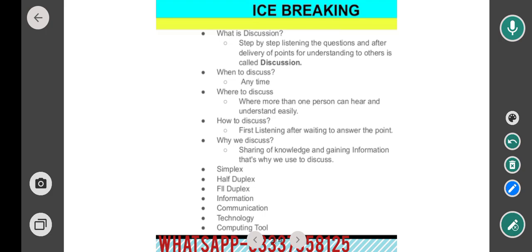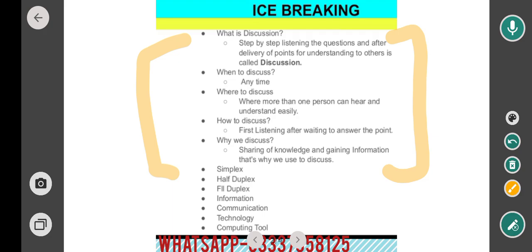The fourth concept is how to discuss. It means first listening to the person and, after waiting, answering the point. Why do we discuss? For sharing knowledge and gaining information; that's why we discuss. So amongst these five questions, again my question is, what is the meaning of all these topics? Basically, these are the fundamental units for communication.